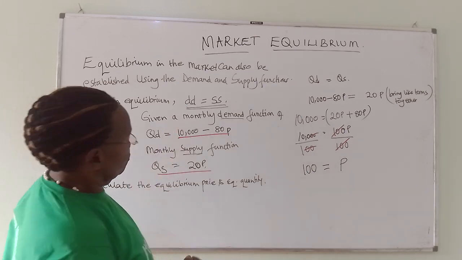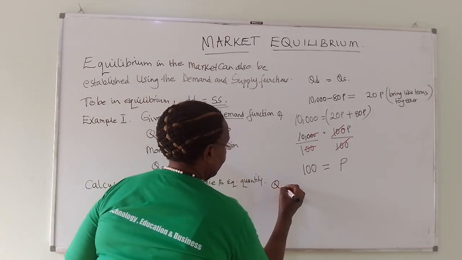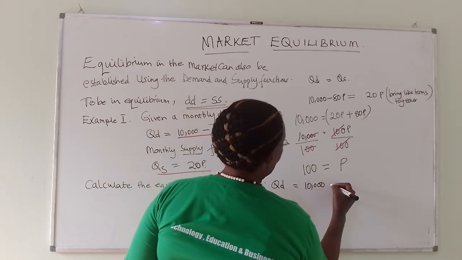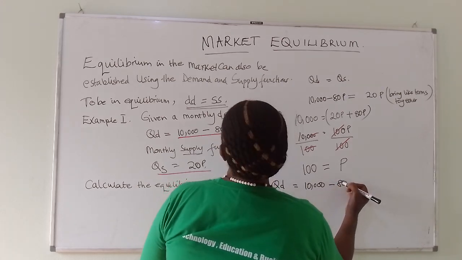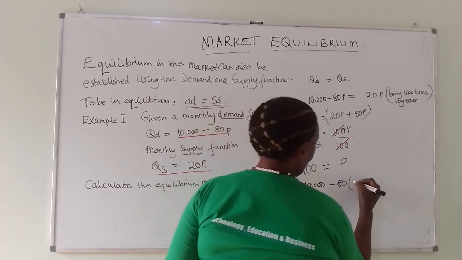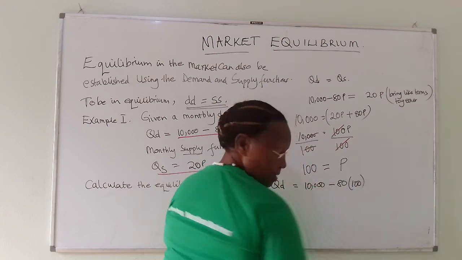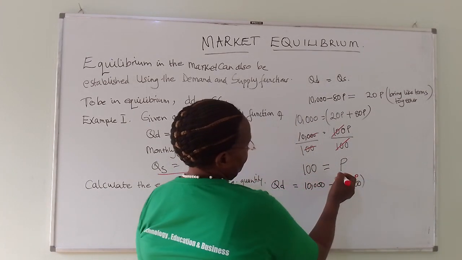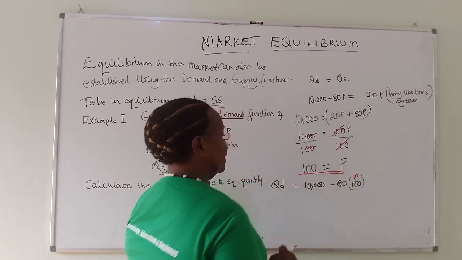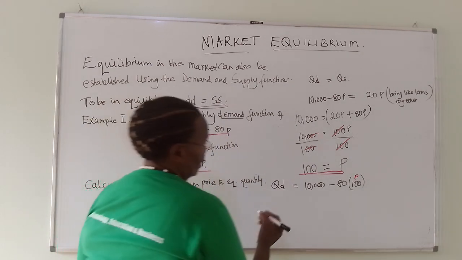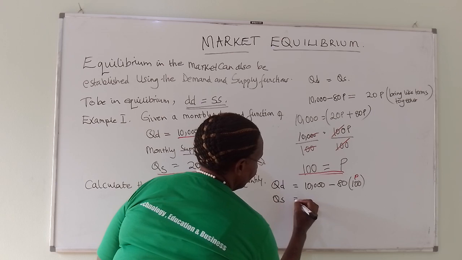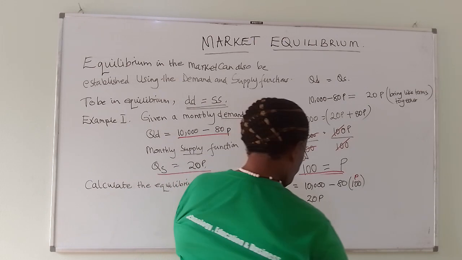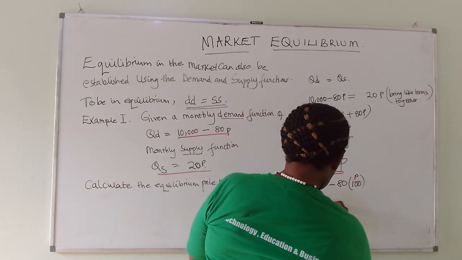If you substitute P into the formula, you have quantity demanded equals 10,000 minus 80p, but we have already calculated that p is 100, so you have your 100 there, which is representing the p. So this is the price, which has already been calculated. So we are now substituting into the formula, and you find that quantity supplied is 20p, but this p here is already 100.